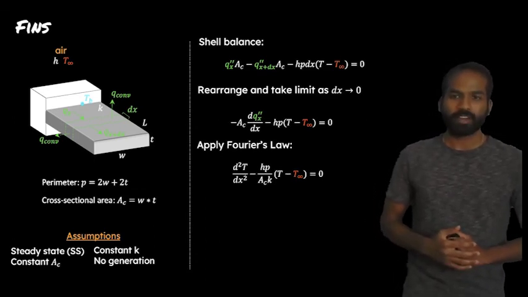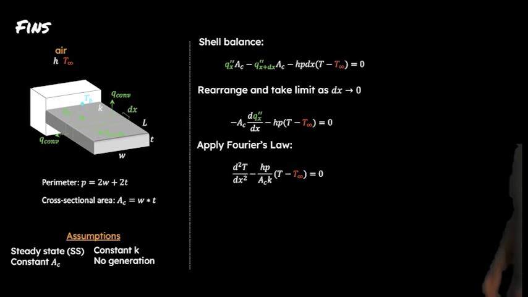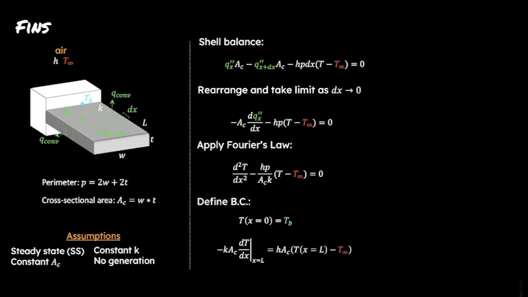We can also define the boundary conditions. Boundary condition is T at x equals 0 equals T sub B. This is the temperature at the base. And then we also need a boundary condition at the tip of the fin. Boundary condition at the tip of the fin involves conduction in the fin being equal to convective loss at the tip of the fin. This is from the face defined by T and W.